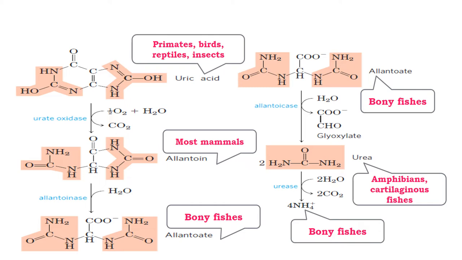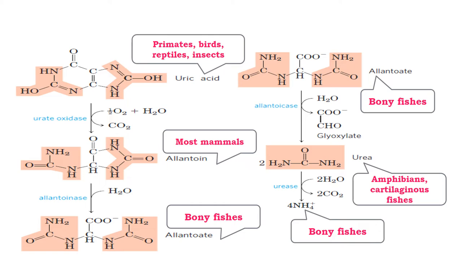There is an enzyme called urate oxidase. This urate oxidase converts uric acid into allantoin. So uric acid is converted into allantoin with the help of the enzyme urate oxidase. Now this allantoin is further converted into allantoate by the action of the enzyme called allantoinase.